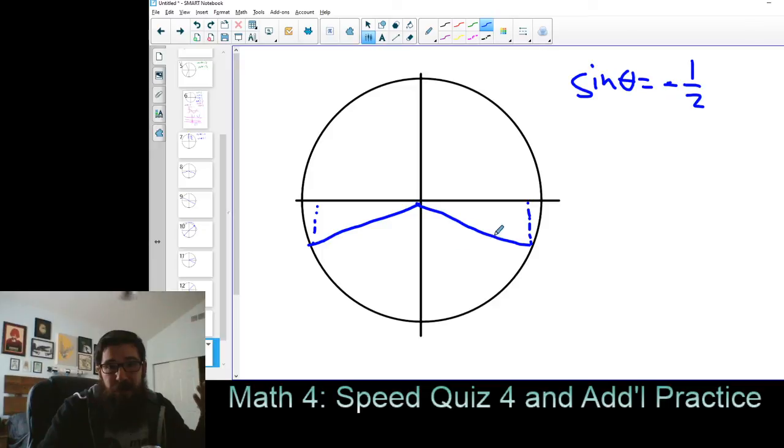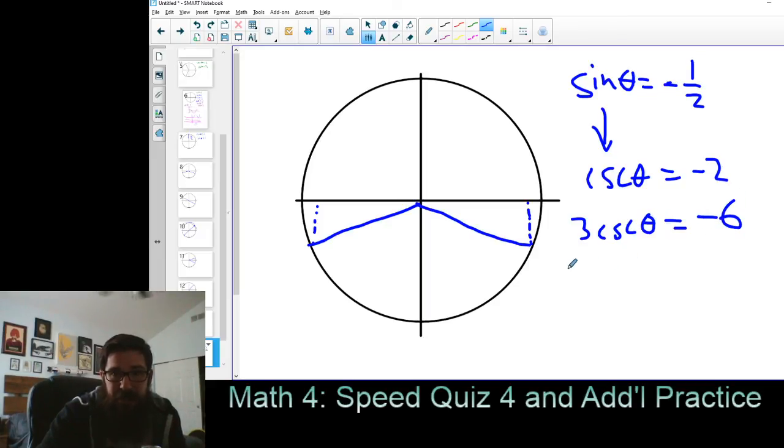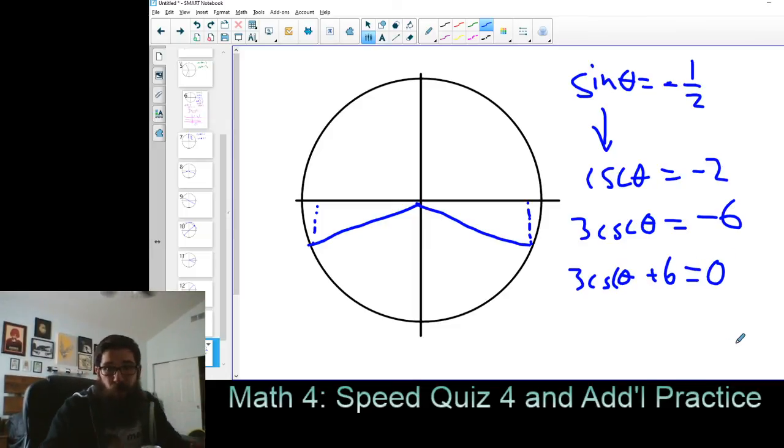I could ask a question that would get me these. I'm thinking, oh, it's the same y value. I might turn this into a reciprocal. Okay, hold on. Let's trick it up a little bit. I'm going to make this cosecant of theta. The reciprocal of negative 1/2 is going to be a negative 2. Let's triple it. So now we have 3 cosecant of theta equals negative 6. And I'm going to add that 6 over: 3 cosecant of theta plus 6 is 0. I ask you to solve this question. I ask, when does that happen?